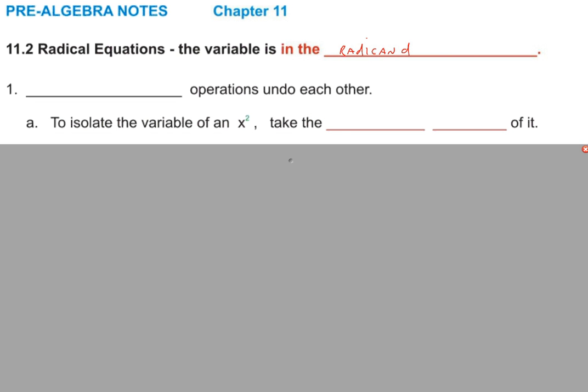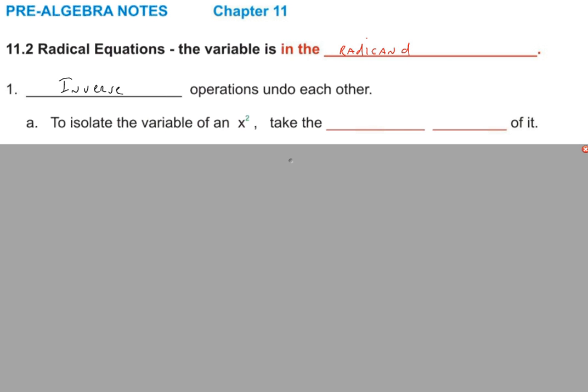Okay, so first off, let's think about a couple things. We gotta learn what are called inverse operations. Inverse operations. So inverse operations undo each other, and that's the key to both today's radical equations and tomorrow's exponential equations, is the aspect of inverse things undo each other.